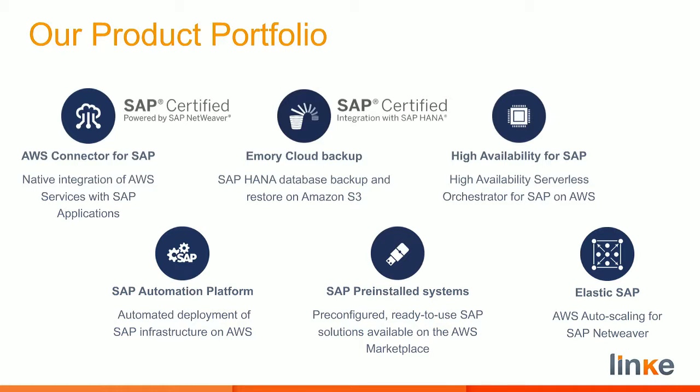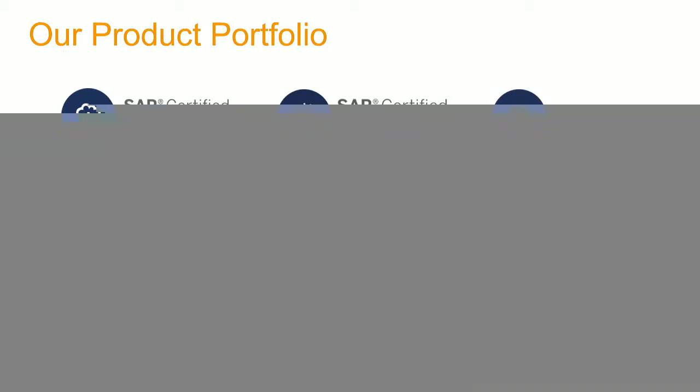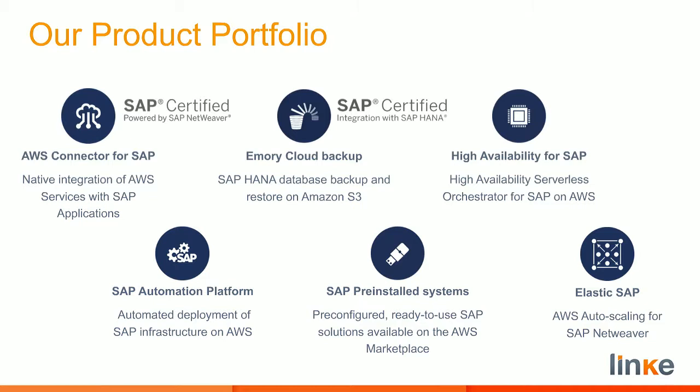Next, we have the high availability for SAP product, that is a complete serverless orchestration for both SAP central services and database. And it is built using a set of AWS services like Lambda, SNS, CloudWatch, and more. Again, the solution allows us to integrate the SAP high availability landscape without the need of any additional hardware or third-party software.